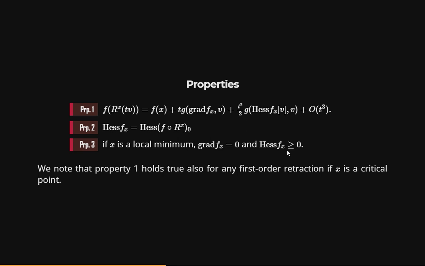By the way, property 1 is true also if x is a critical point for every first-order retraction, because for a critical point you don't have the gradient term, because the gradient is 0. This term is not here, but also the term from the second order which was bothering us is not there, because it was a scalar product between the acceleration and the gradient of f. In a second-order retraction the acceleration is 0, but in a critical point the gradient is 0, so who cares about the acceleration?